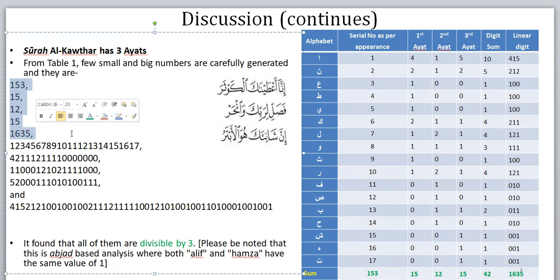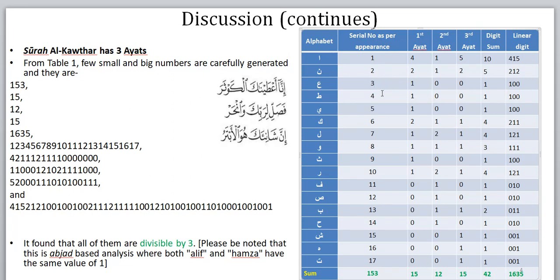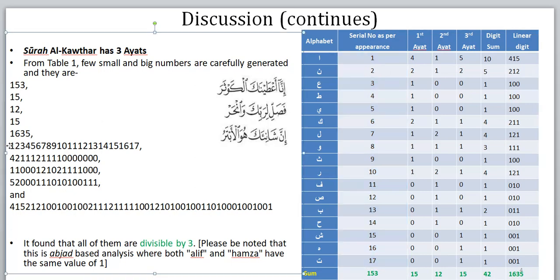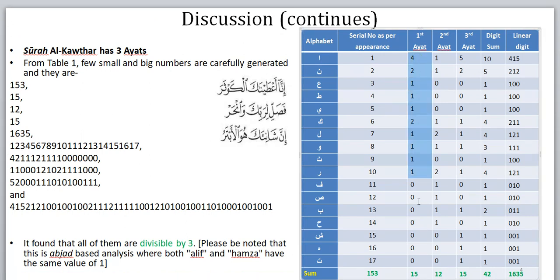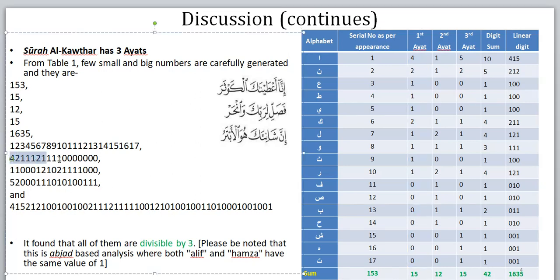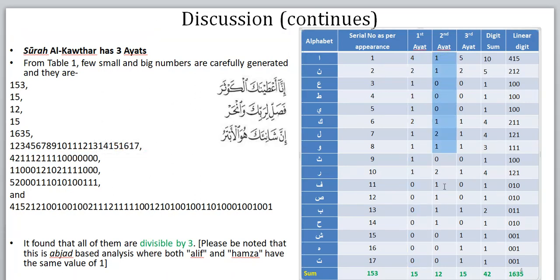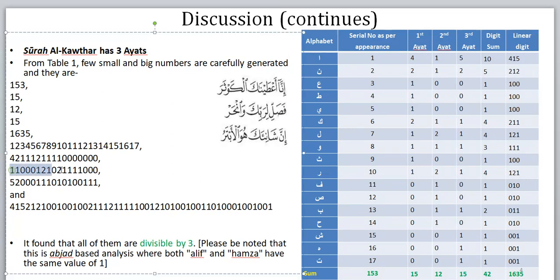If we go for big numbers, these are the big numbers, and these are also extracted from this table. If we go 1, 2, 3, 4, 5, 6, 7, 8, 9, 10, and sequentially place all these numbers in a row, we get this number: 1, 2, 3, up to 17, and this is placed here. If we arrange all these numbers linearly, we get this number. And if we arrange these numbers linearly, we also get this big value.